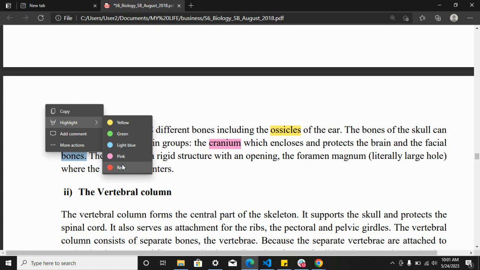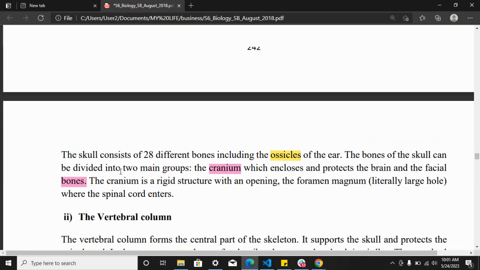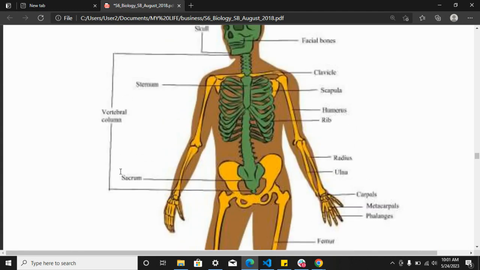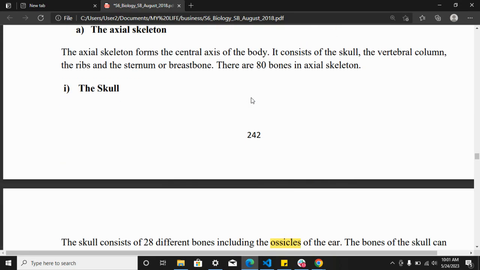So the cranium is a rigid structure with an opening, the foramen magnum, literally a large hole where the spinal cord enters. The cranium, the way it is shaped at the bottom, has an opening where the spinal cord enters.